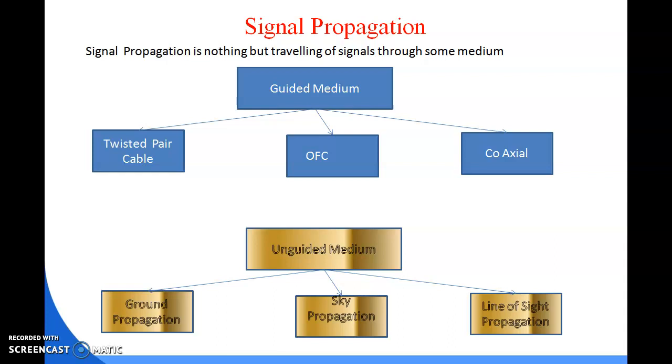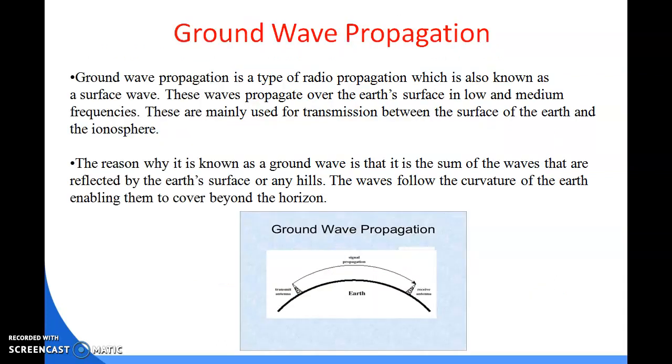So first is ground wave propagation. Ground wave propagation is a type of radio propagation, also known as surface wave propagation. These waves propagate over the earth's surface at low and medium frequencies, and are mainly used for transmission between the surface of the earth and the ionosphere. That means it happens between the earth's surface and the troposphere, because between the ionosphere and the curvature of the earth there is a layer known as the troposphere.